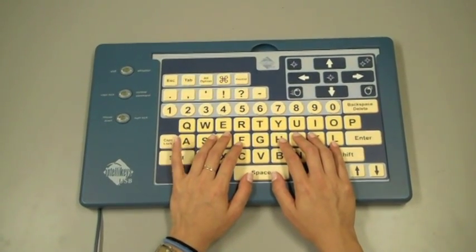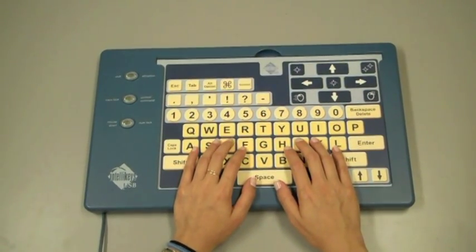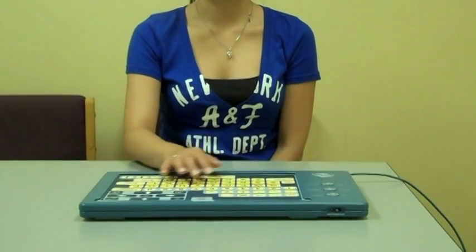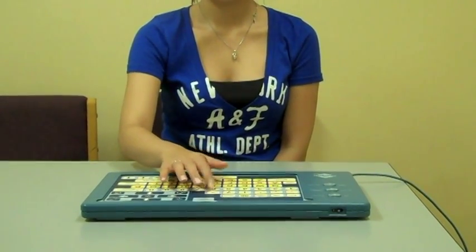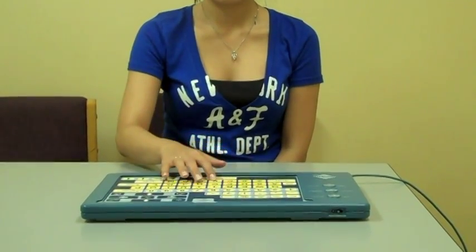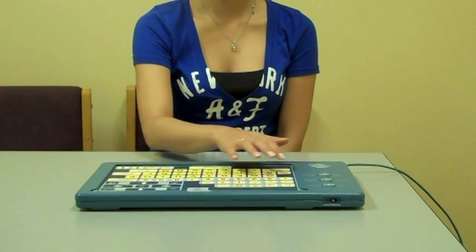C A N D Y. The expanded keyboard is similar to the mini keyboard due to the fact that they both require the client to use their upper extremity in order to reach for their intended keys.